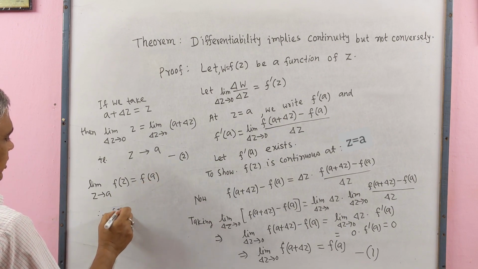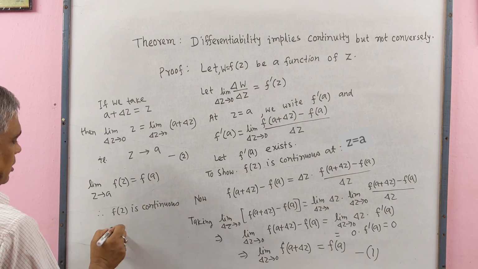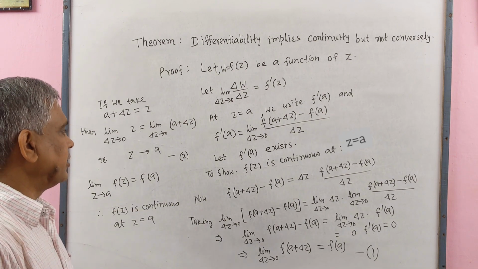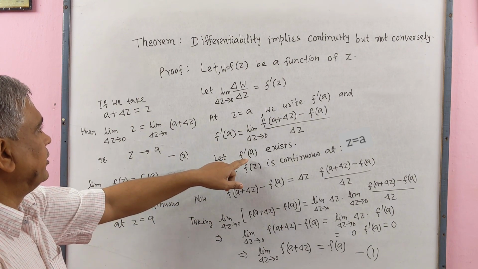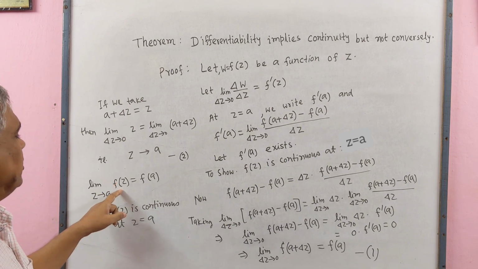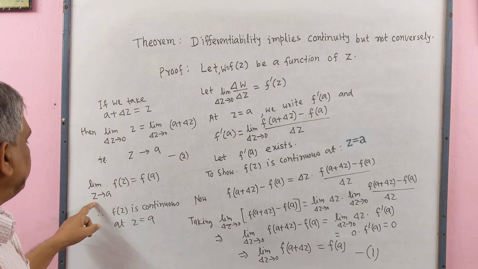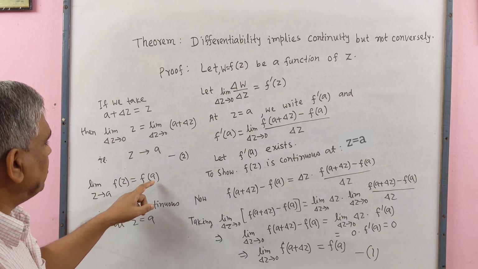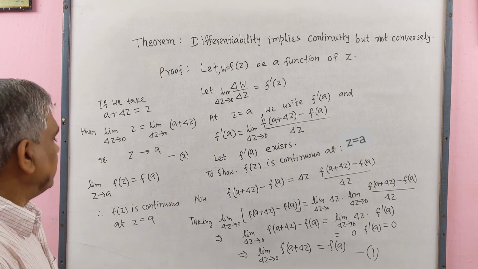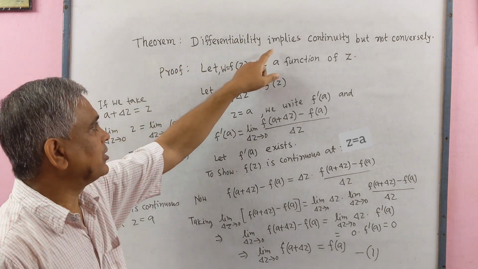Therefore, f(z) is continuous at Z equal to A. Therefore, here we see that if derivative f dash A exists, then f(z) is continuous, means limiting value of f(z) for Z tends to A equal to functional value of f(z) at Z equal to A, that is f(z) is continuous. So here we get differentiability implies continuity.